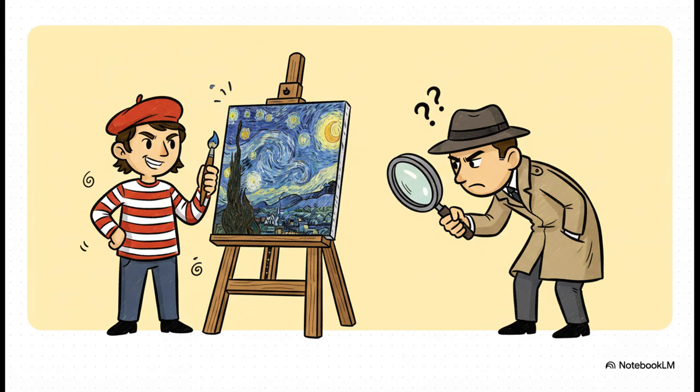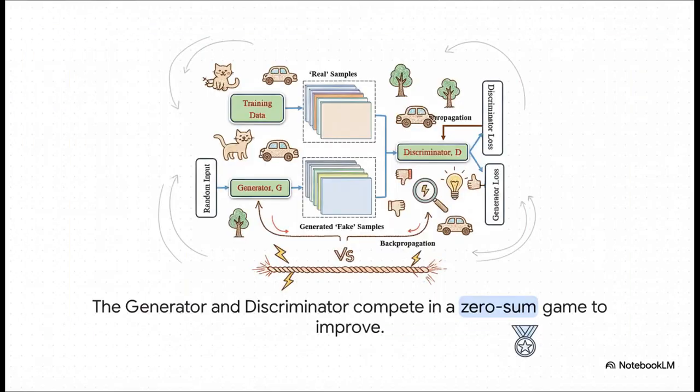On the other side, you have the discriminator, our detective. Its only job is to look at any given image and call it out. Is this a real photo or is it a fake cooked up by the generator? And this is where the magic happens.